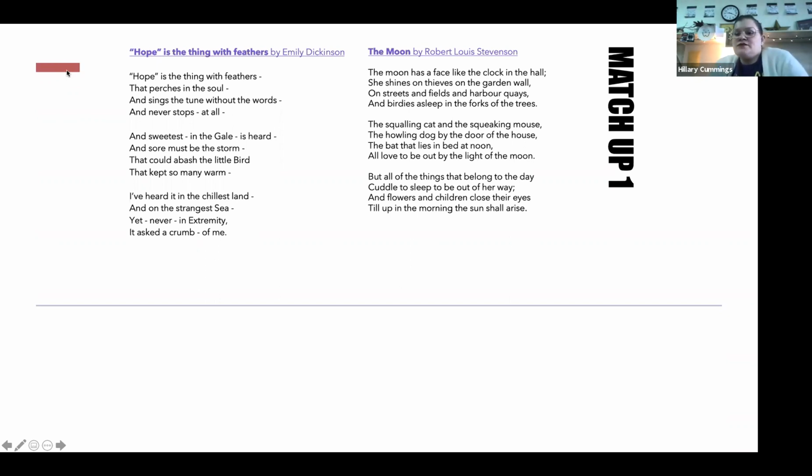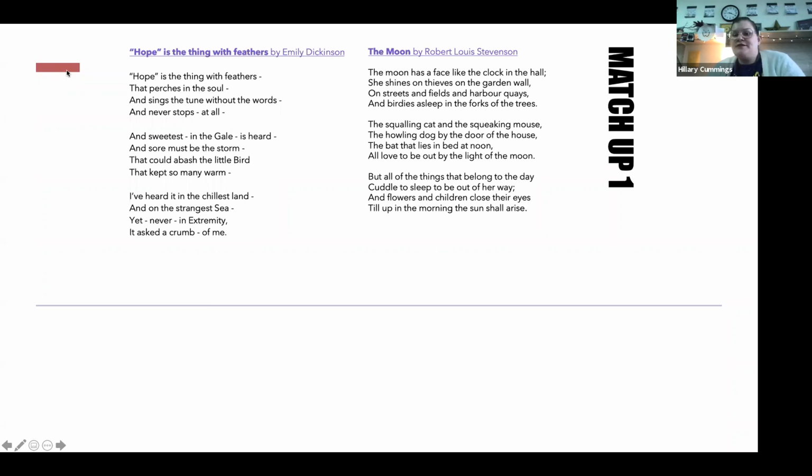So we have, first of all, that tone, hope, right? What kind of words do you think of when you associate with hope? What kind of things make you think of hope? So contemplate that a little bit. And then this one's up against The Moon by Robert Louis Stevenson.